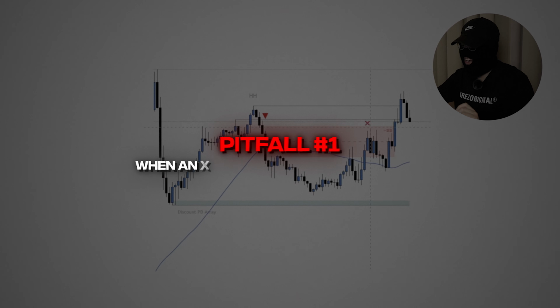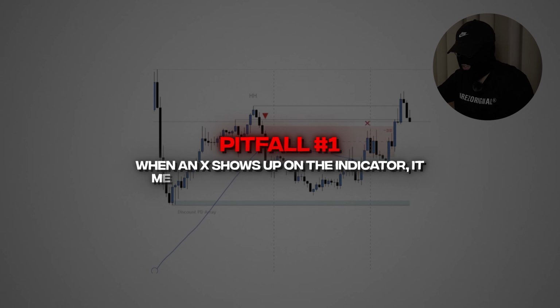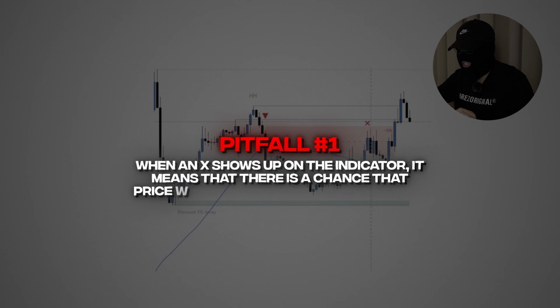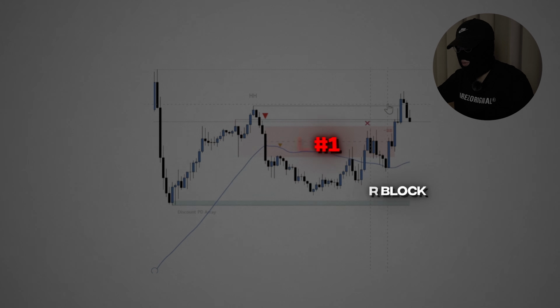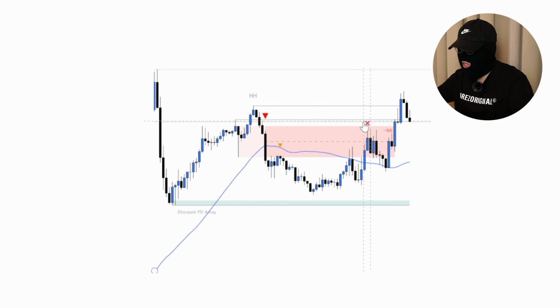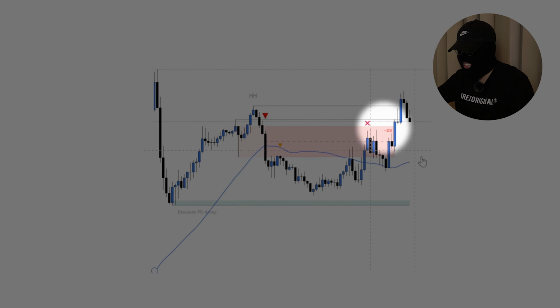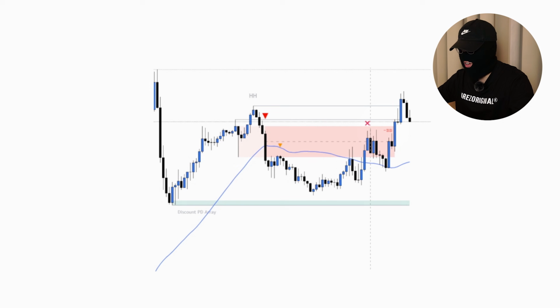Pitfall number 1. When an X shows up on the indicator, it means that there is a chance that price won't respect the breaker block, leading to a lower probability rate. When this appears, you can look to de-risk, perhaps closing some positions to ensure that you don't take a full loss when the breaker block fails to hold.